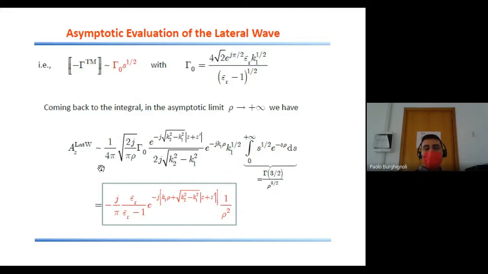So what you can see in the box is the final asymptotic evaluation of the lateral wave. That is a constant that involves the relative permittivity of the dielectric. Then there is an exponential in which you have a purely imaginary exponent, so we have a phase term. And finally, there is the amplitude term that gives you the spreading of the lateral wave as 1 over rho squared in absolute value. Okay, this is the expression that we now need.